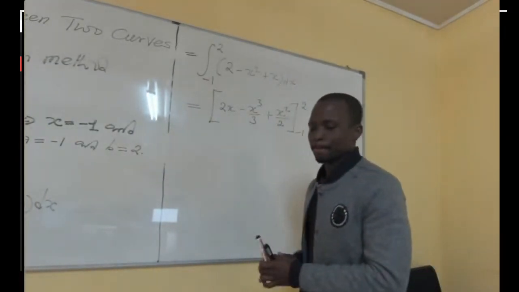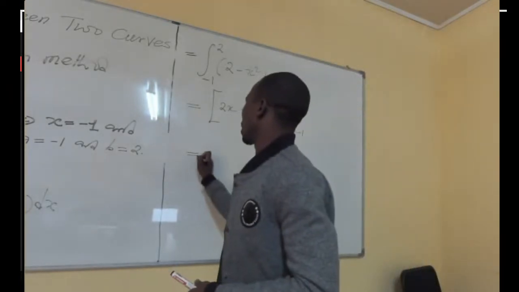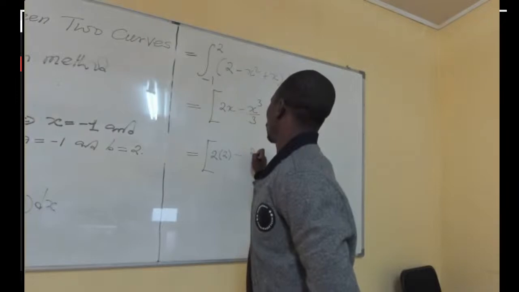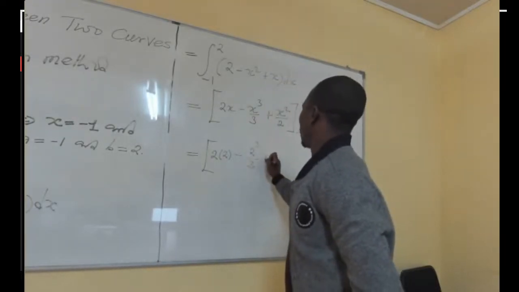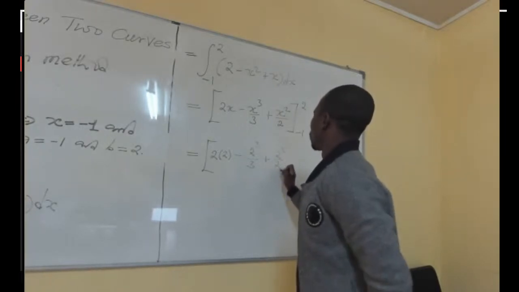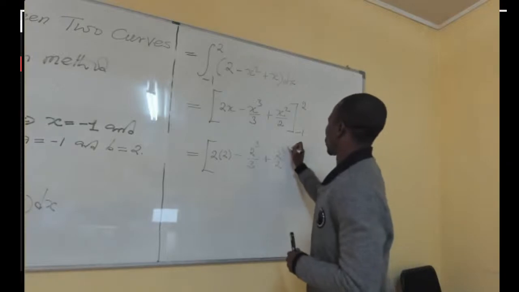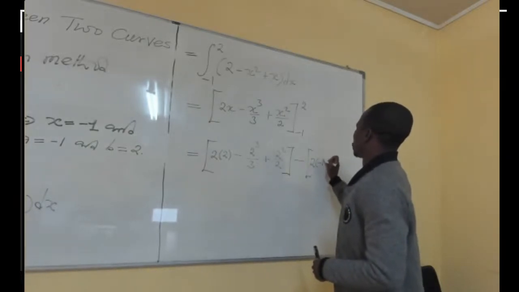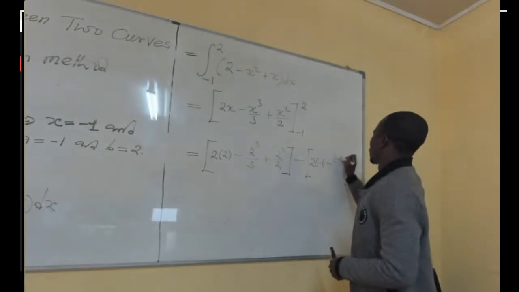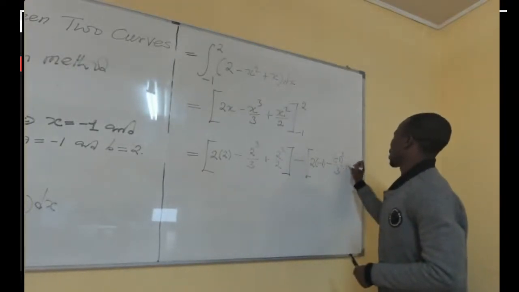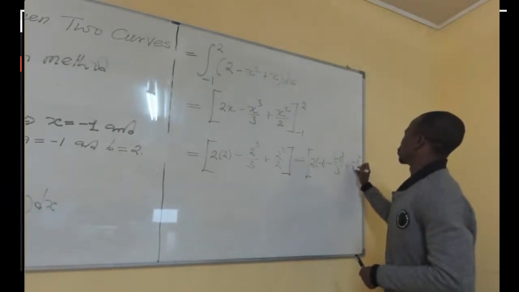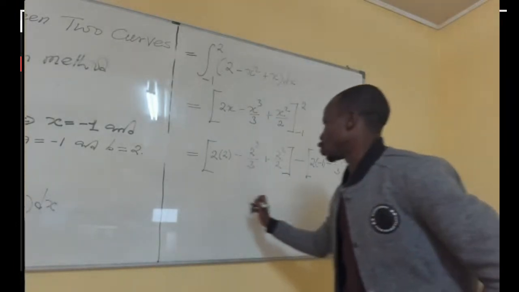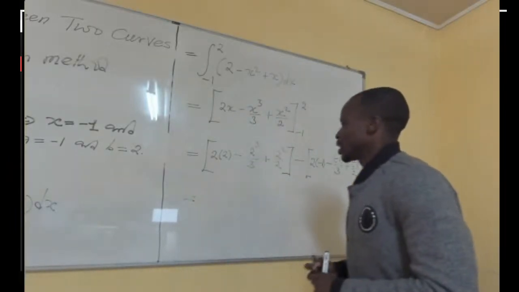When we simplify this, when we push in the limits, what we're going to get is 2 multiplied by 2 minus 2 cubed over 3 plus 2 squared over 2, using the fundamental theorem of calculus, minus, when we apply, it will be 2 multiplied by -1 minus -1 to the power 3 over 3, then plus -1 to the power 2 over 2.